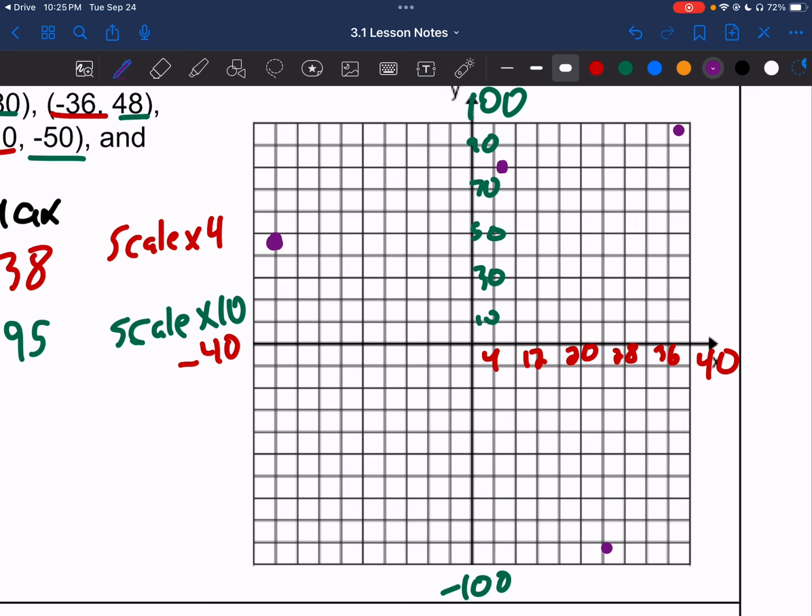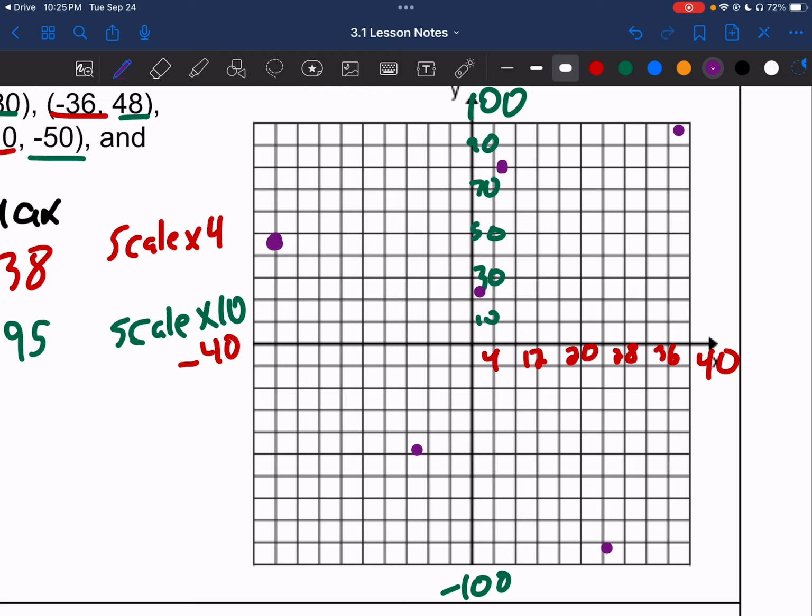Next up, we have negative 10, negative 50. So that's going to be between the second and third grid lines to the left, and we're going to go down 5, and we're going to put a point in right there. And my final grid point is going to be at 1 and 22. So we're going to go to the right just a little bit, and we're going to go up above that second grid line, and it'll be right about there.